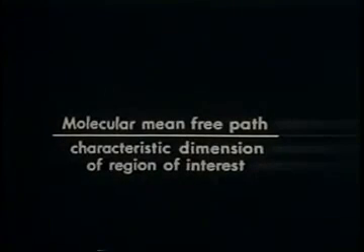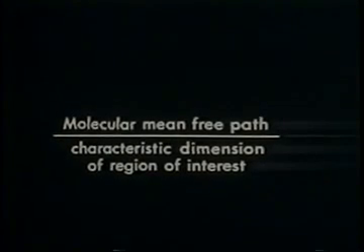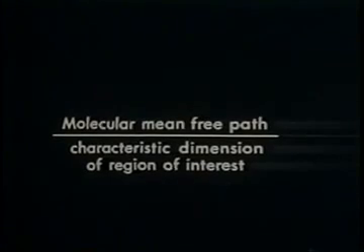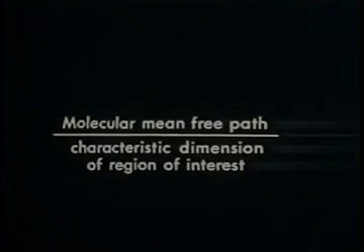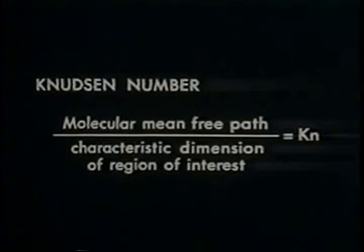Actually, the kind of flow we find depends not just on the mean free path, but on the ratio of the mean free path to a characteristic dimension of the region of interest, in this case, the length of the beam chamber. This important dimensionless parameter is called the Knudsen number.